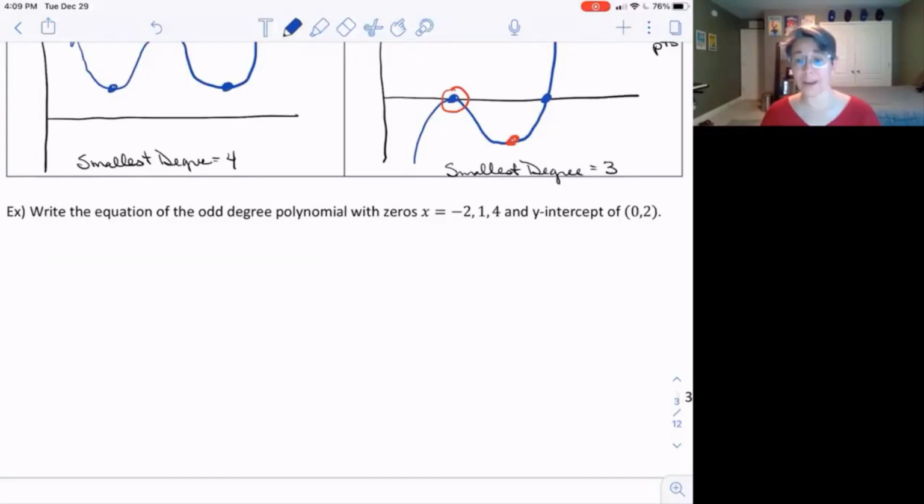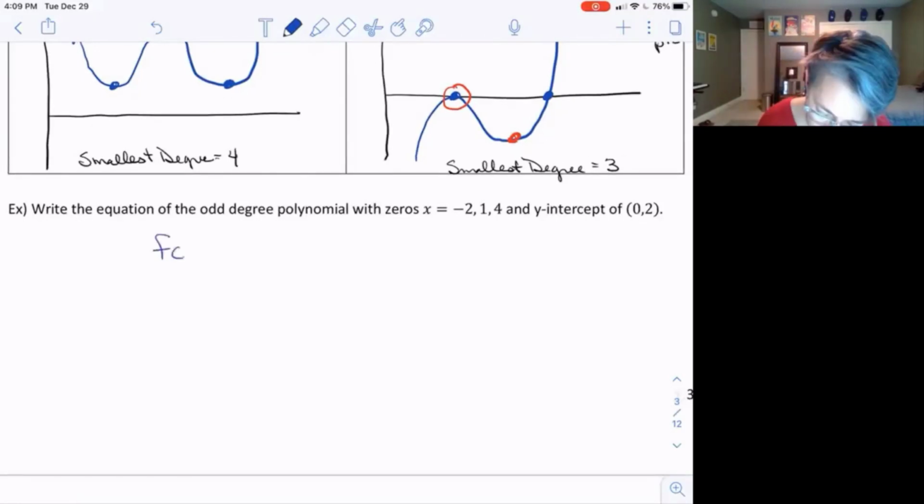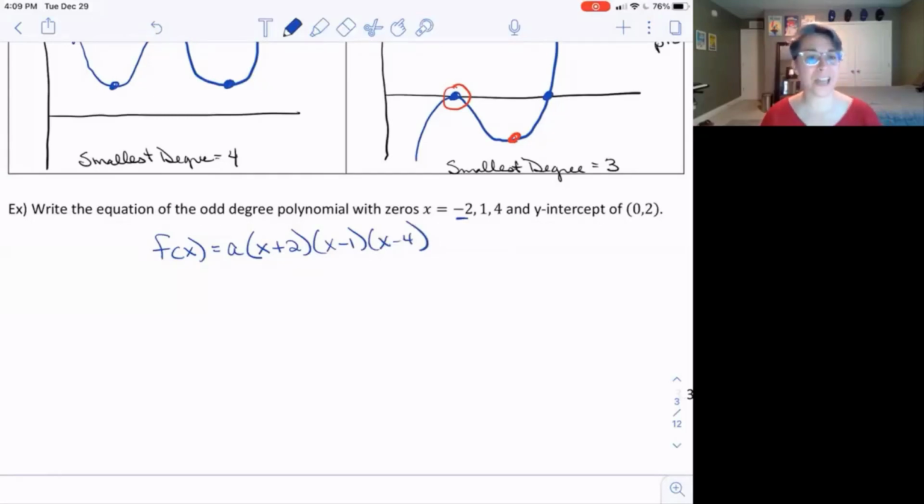Last but not least, we want to write the equation of the odd degree polynomial with zeros -2, 1, 4, and a y-intercept of (0, 2). So this is similar to what we were doing with the quadratics. We have a polynomial. If it is in factored form, we would have a times (x plus 2), because it's minus the -2, (x minus 1), and (x minus 4). Remember, that's how we can find those x-intercepts or those zeros in factored form.